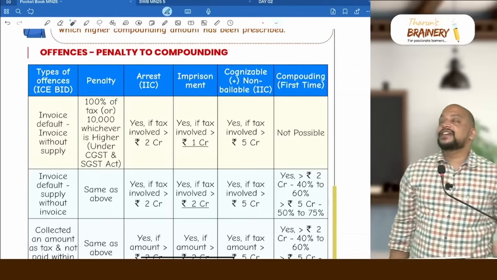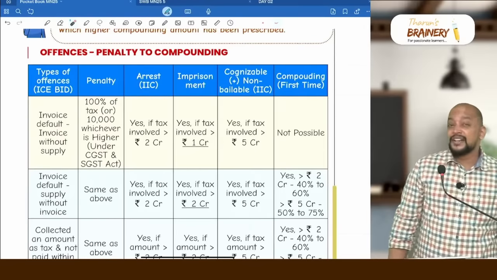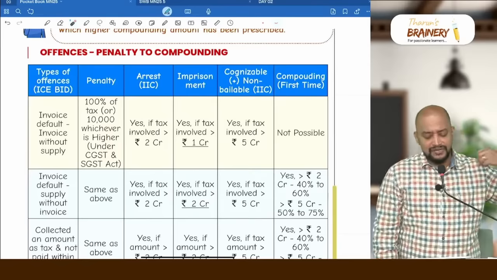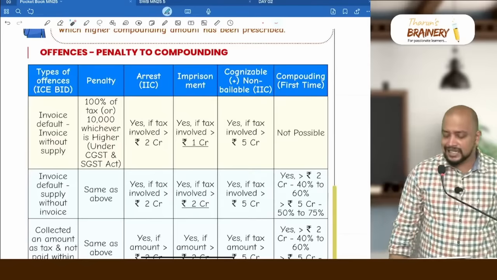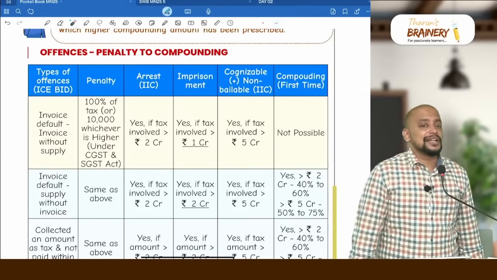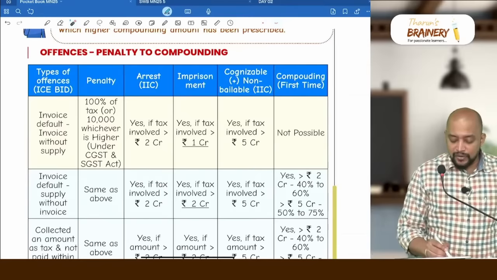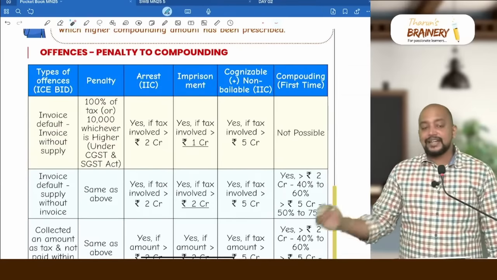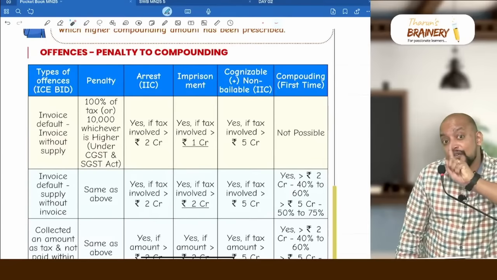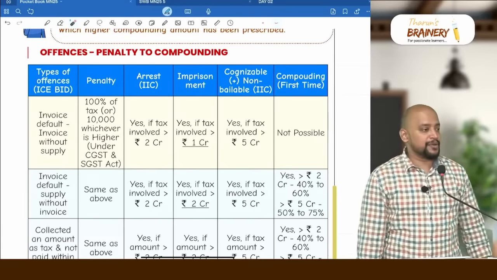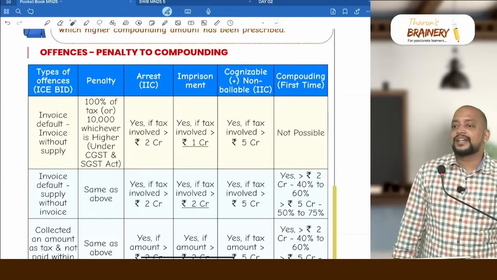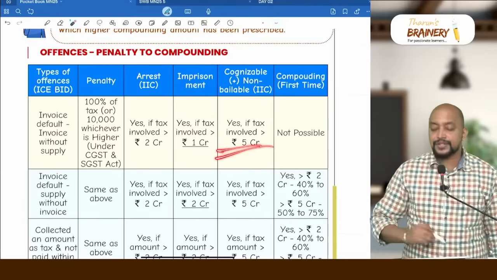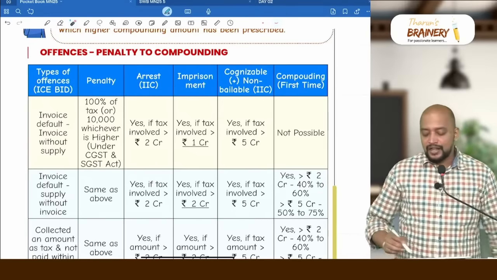And first we will see invoice default. What is invoice default? Invoice without supply. What is the penalty? 100% of tax or 10,000, whichever is higher, under CGST, SGST. Arrest: yes, if the amount exceeds 2 crores, because it is in IIC. Then imprisonment: yes, if the amount exceeds 1 crore itself. Will it come under cognizable plus non-bailable? Yes, because it is also in IIC. So when it exceeds 5 crores, compounding first time is not possible.